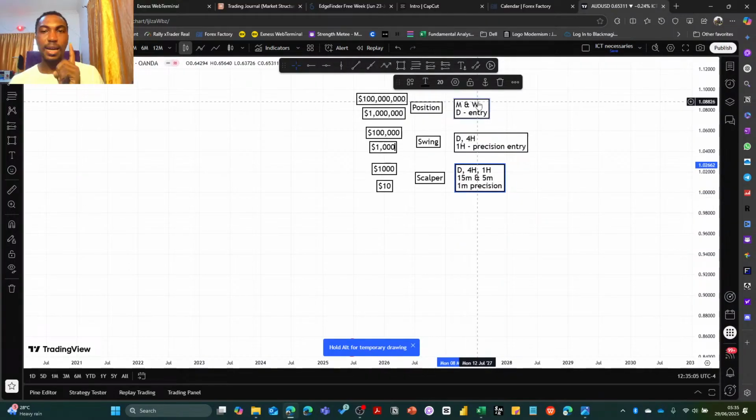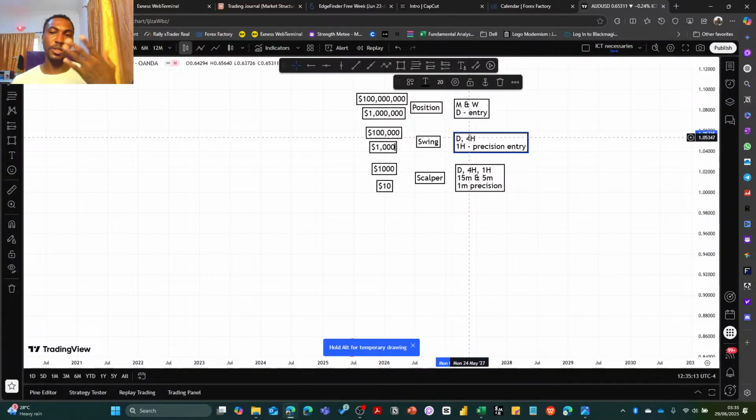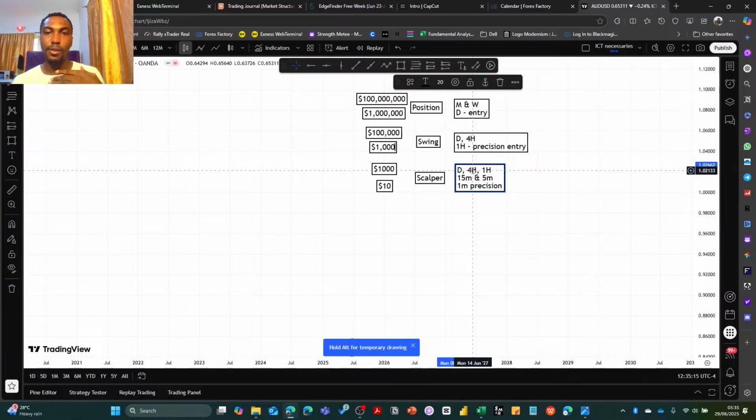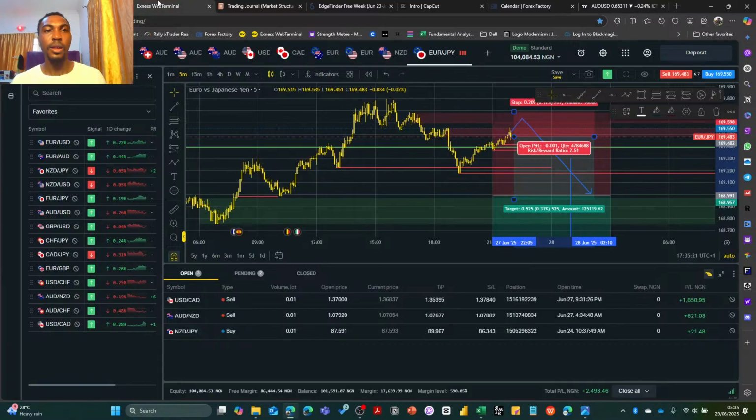These guys up here have to observe very, very little to make trades. These ones have to observe moderately to make trades. You, on the other hand, have to observe a whole lot more to make a trade as a scalper. You cannot just dive into the market.